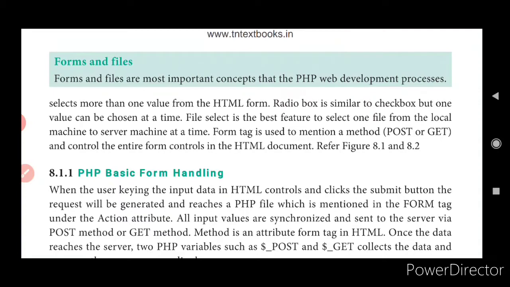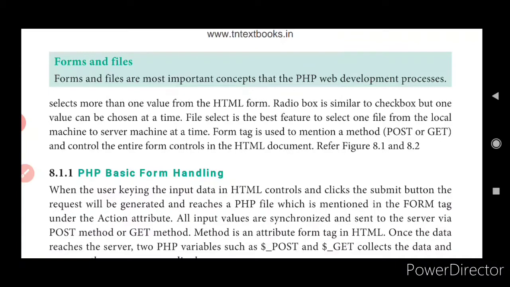See, in your PHP concept, for your web development and PHP, you need forms and files, right? Yes, you can select more than one value from the HTML form. For a checkbox, you can select more than one value. And the radio button is very similar to your checkbox, but only one option can be chosen. I already told you, if it is going to be a gender, you cannot choose both male and female, isn't it? You can choose either male or female. That is going to be your radio button.